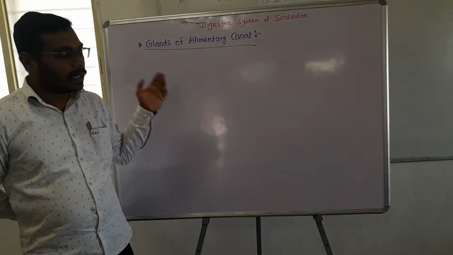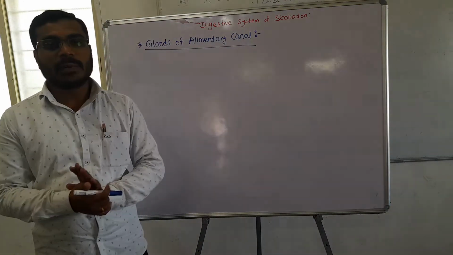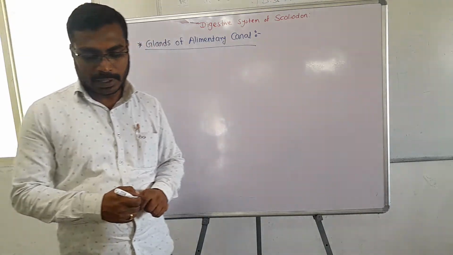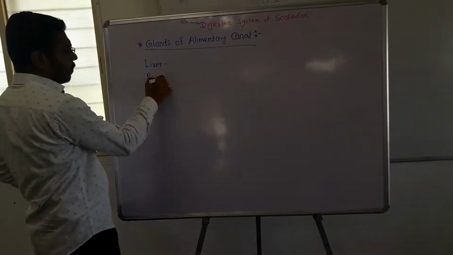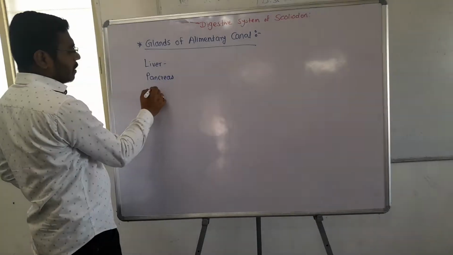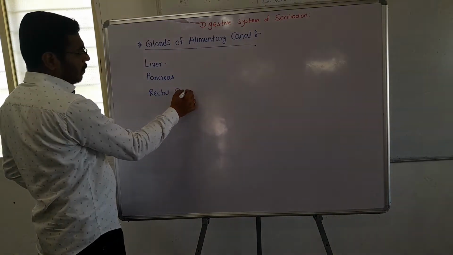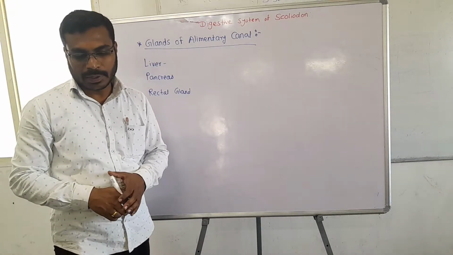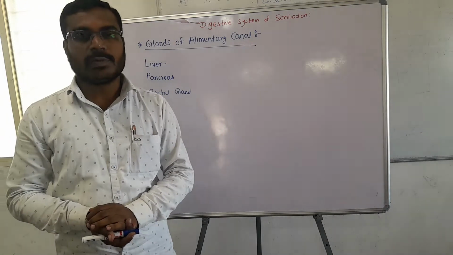or dogfish. Here in Scoliodon, the digestive system comprises three types of glands. These are liver, pancreas and rectal glands. These three types of glands assist in the digestion in Scoliodon.